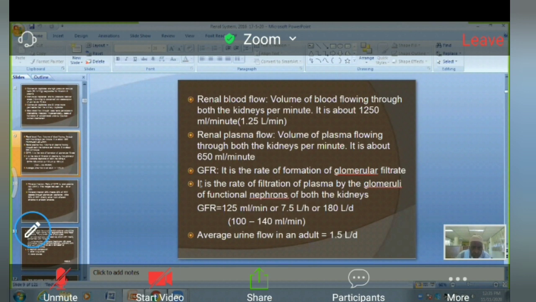This should be remembered. Average urine flow in an adult person is 1.5 liters per day. So in GFR, you see that 180 liters per day is being filtered. Of this, only 1.5 liters forms urine. The rest, that means 178.5 liters, is reabsorbed. Is it clear?